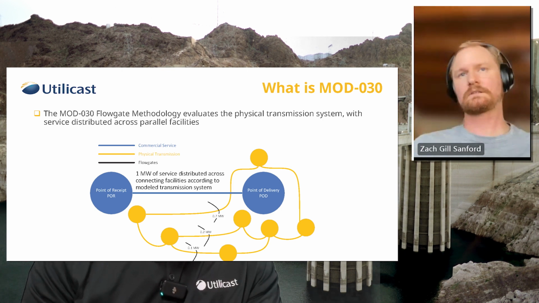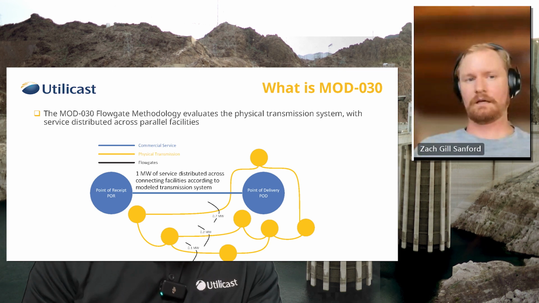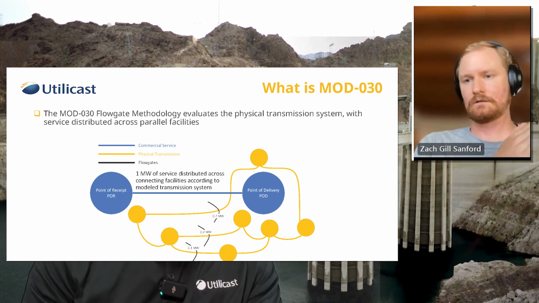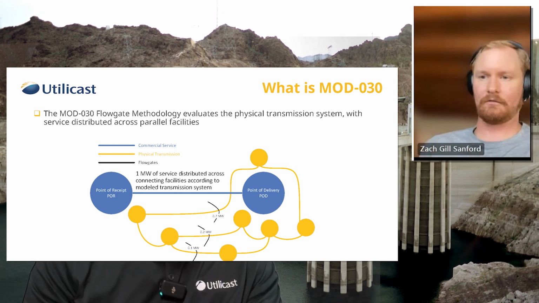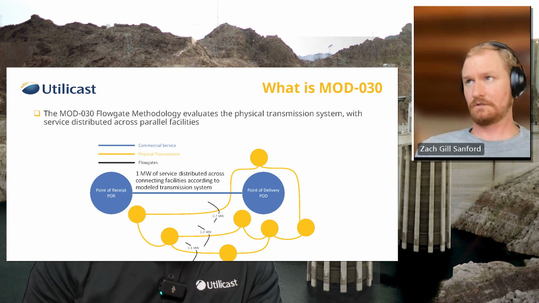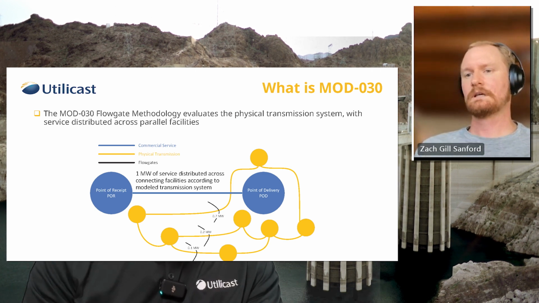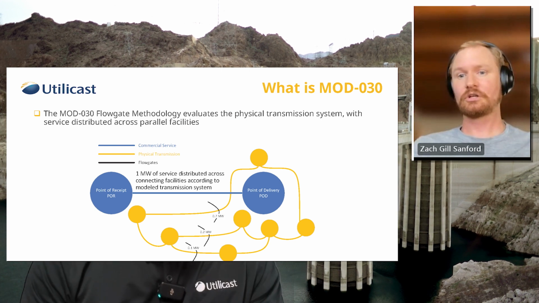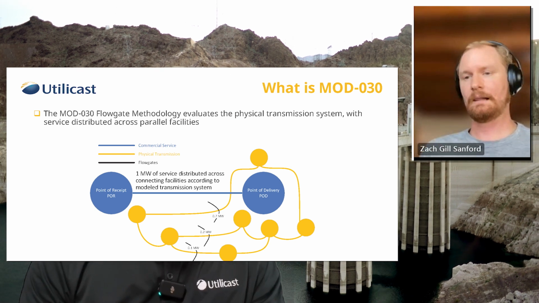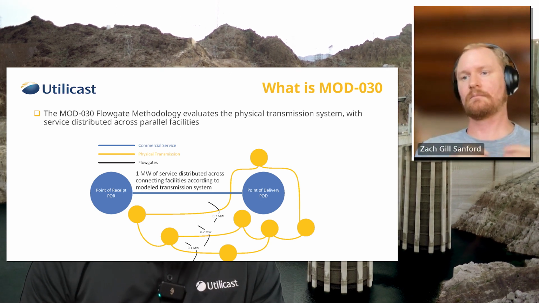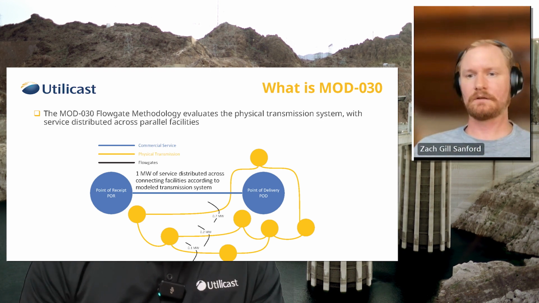MOD-30, by contrast, is attempting to peel back those layers and reduce the distance between what commercial service is described as for transmission customers and how the physical system interacts with those usages. For the same example of a customer requesting 1 megawatt of service, if you keep the hood closed, you can still see they're requesting 1 megawatt of service from POR to POD, but the underlying physical system is then modeled, along with the impacts to it of that 1 megawatt of service distributed on those lines.